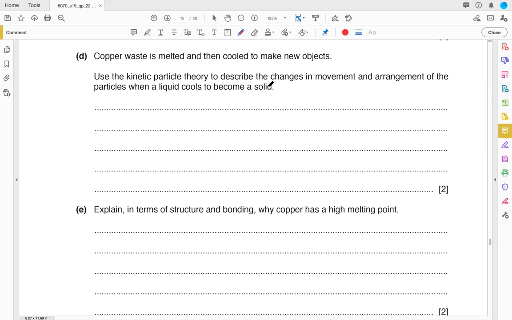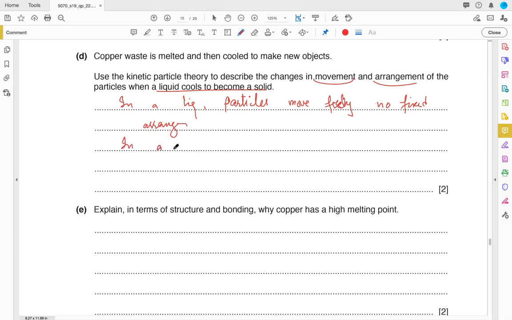So let's talk about those. So when a liquid cools to become a solid, that's the important bit. Liquid, what about the movement there? And what about the arrangement there? So in a liquid, what happens? Particles have moved freely. I've talked about the movement now. So they move freely, or you can also use the word slide over each other. And there's no fixed arrangement or no fixed order. Okay.